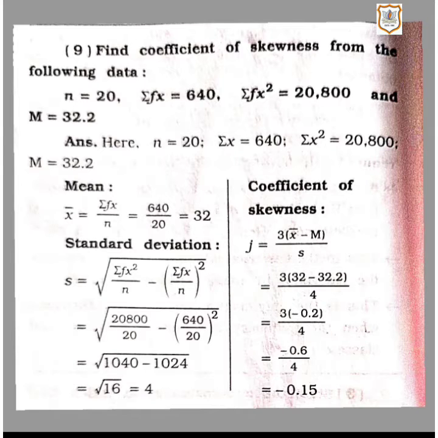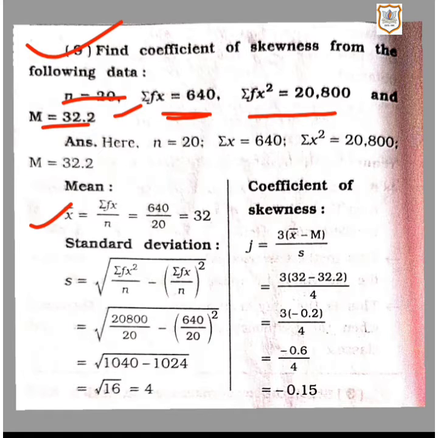Let's read sum number 9. Find coefficient of skewness from the following data. N is 20, sigma fx is 640, sigma fx square is 20,800 and median is 32.2. So we need to find coefficient of skewness. Now with the help of sigma fx and n we can find the mean, as the formula for mean is sigma fx upon n, that becomes 640 upon 20. So mean is 32.